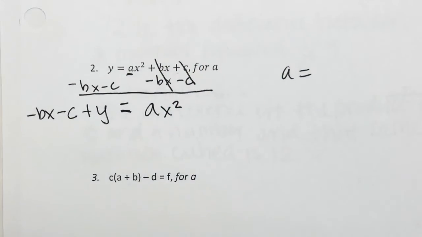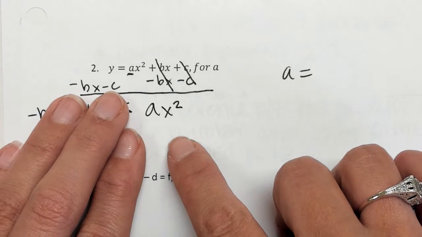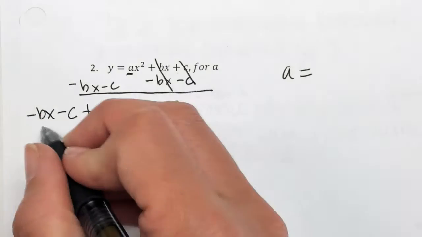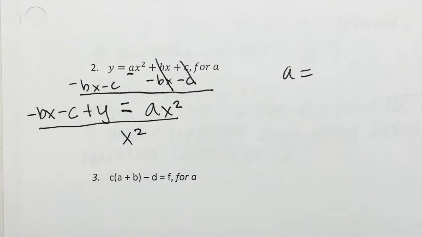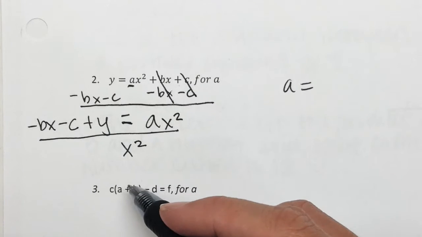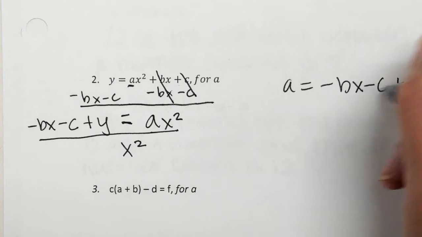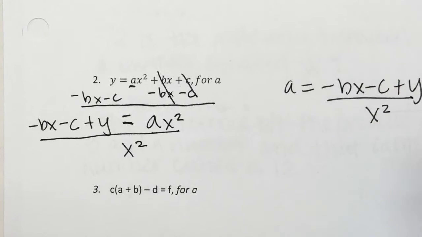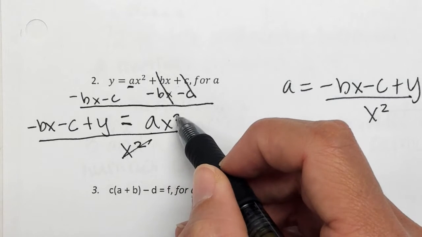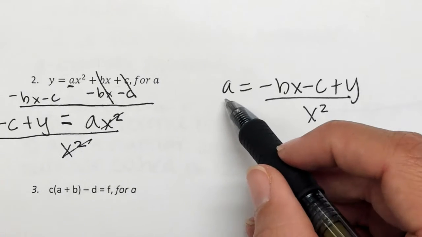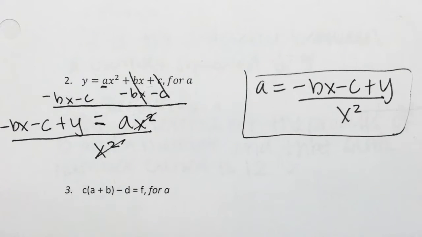Alright. Very good. So y'all said that this x squared is being multiplied by a, so the opposite is to divide everything by what? X squared. Good. So over here, I can't simplify anything, so I'm going to write negative bx minus c plus y divided by x squared. And then on this side, I just have what? What happens to the x squareds? And you'll just have a. Easy?